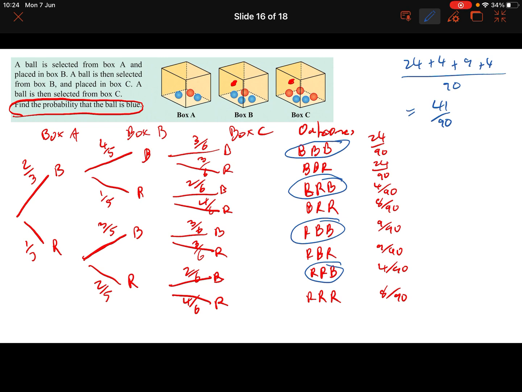Okay? I hope all of that makes sense. The best way to be good at doing tree diagrams is practice, practice, and more practice.